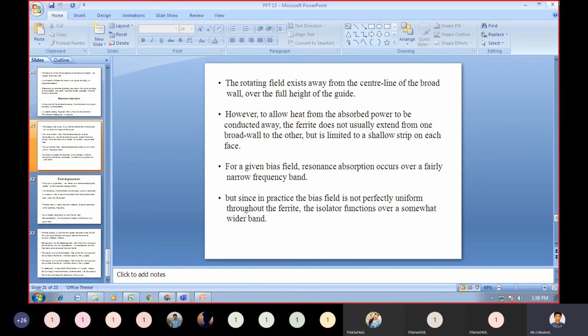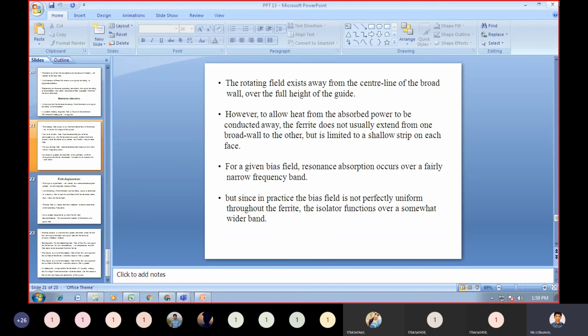And the rotating field exists away from the center line of the guide over the full height of the guide. However, to allow heat from the absorbed power to be conducted away, the ferrite does not usually extend from one broad wall to the other, but is limited to a shallow strip on each face.